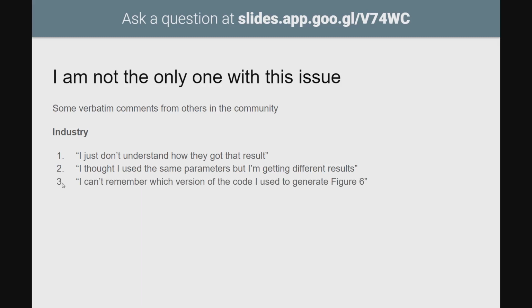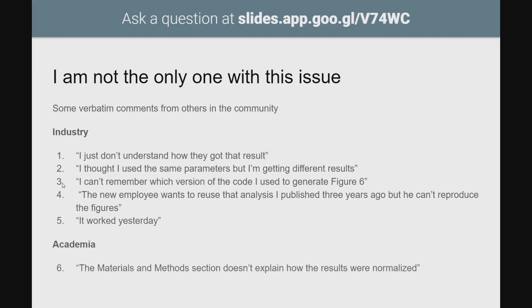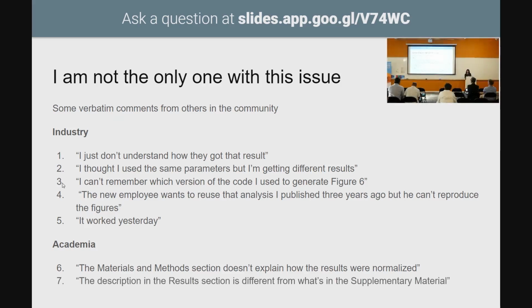I can't remember which version of the code I used to generate figure 6. The new employee wants to reuse the analysis I published 3 years ago, but he can't reproduce the figures. It worked yesterday. This is very common. In academia, there's things like the materials and methods section doesn't explain how the results were normalized. The description in the results section is different from what's in the supplemental material. I'm sure I'm using the same parameters as the original authors, but I just can't get it to work.